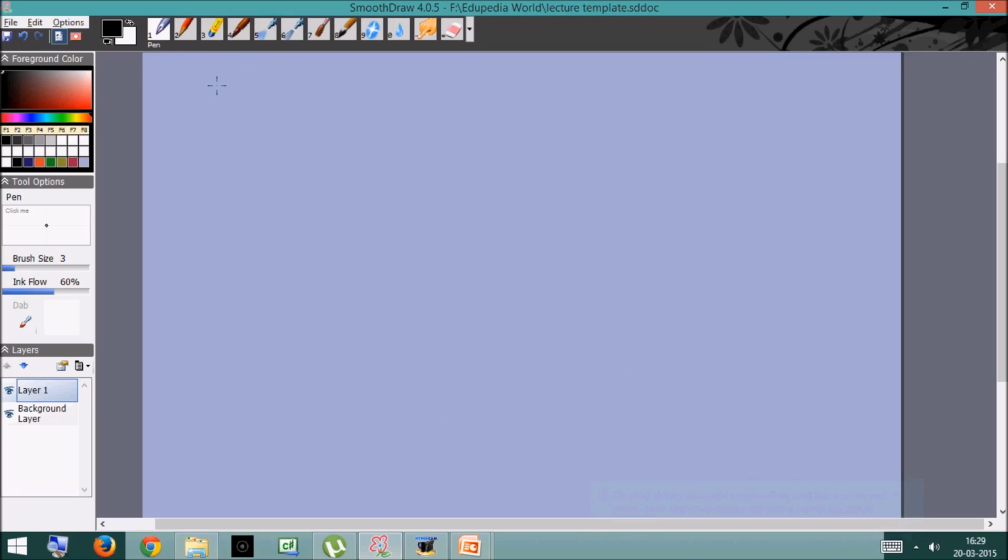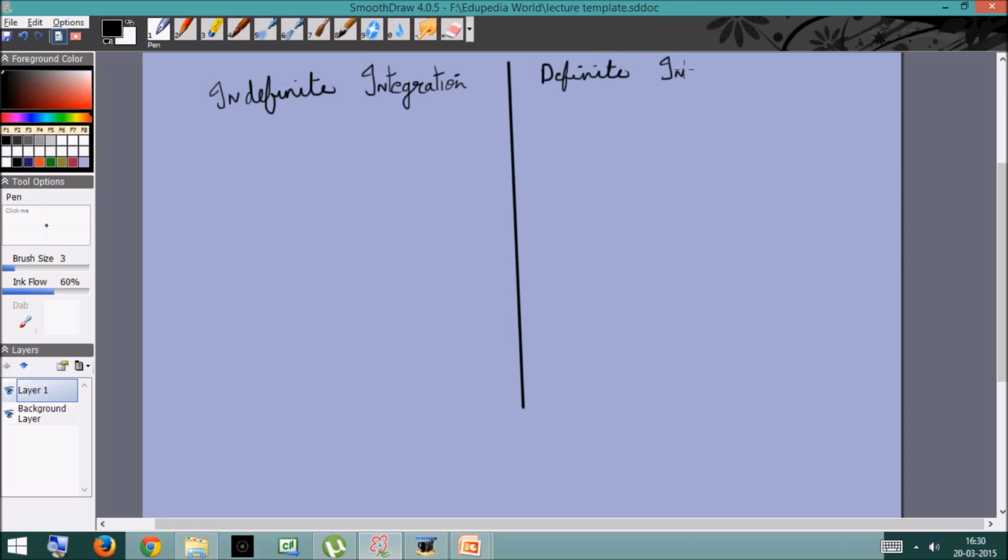Now, there are two separate types of integration. By the way, all this is the algebraic meaning of integration. In the geometric meaning of integration, it means the area of the function, which we'll see later. So in the algebraic meaning of integration, there are two separate types of integration. There is indefinite integration, and there is definite integration. In indefinite integration, we do have a constant of integration. Whereas in definite integration, we have no constant.